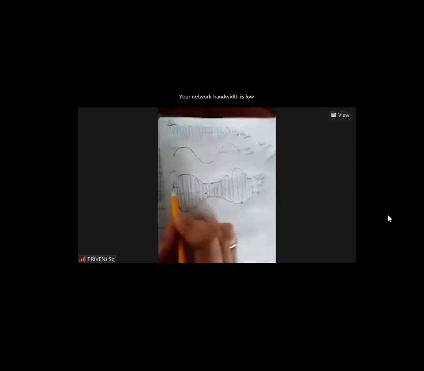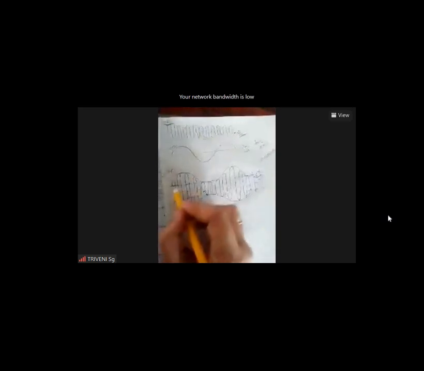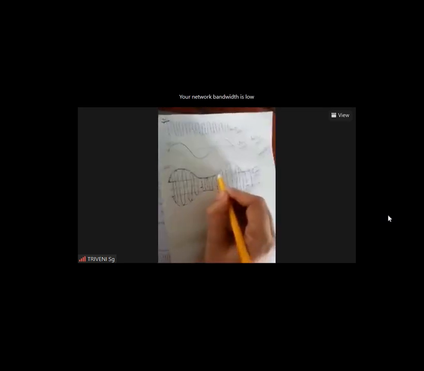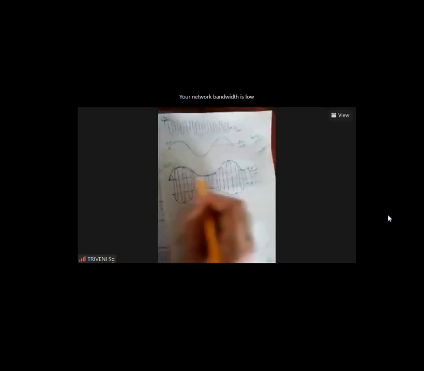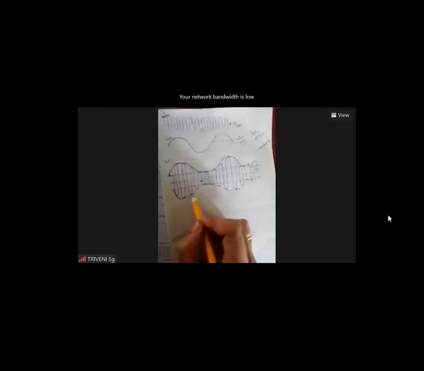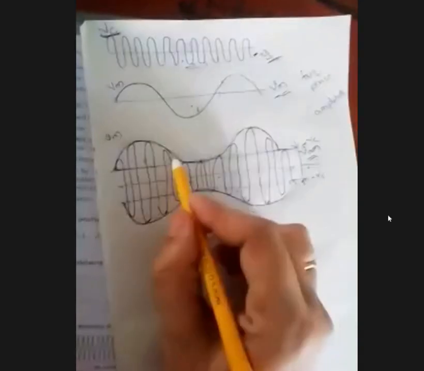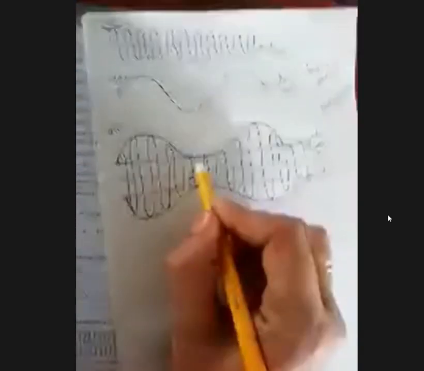Okay. So from this point to this point, that is the carrier signal. And here we have the message signal. The envelope of the modulated signal is nothing but the modulating signal. On the other side also, the envelope of the modulated signal is the modulating signal. Okay. So in this way, we are going to change the amplitude of the modulated signal.